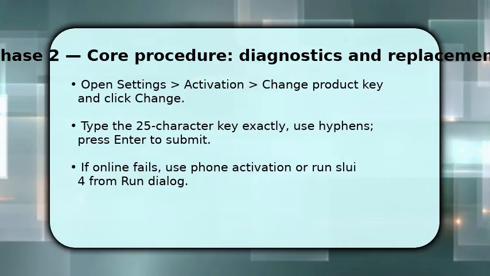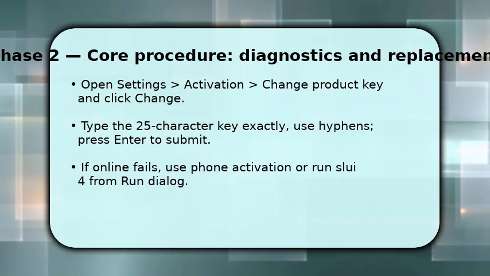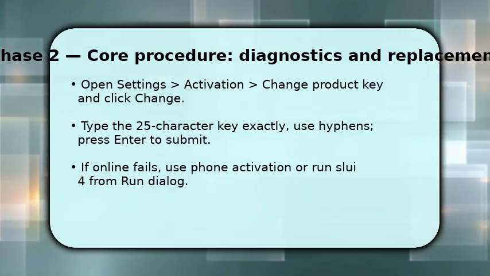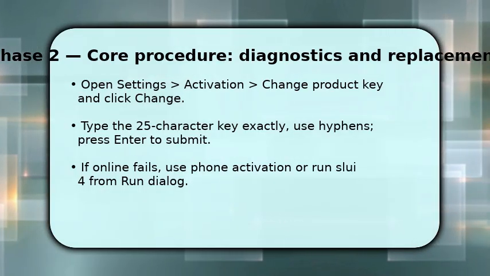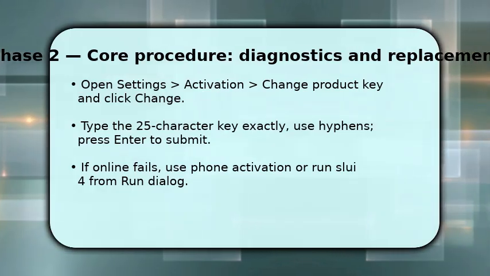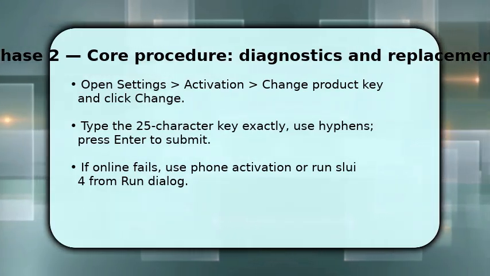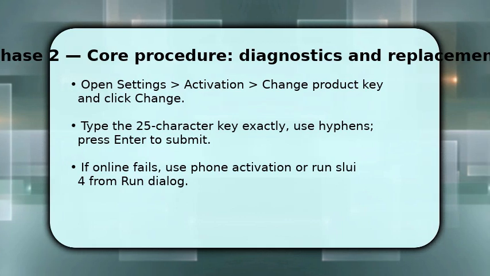If online activation fails, make sure date and time are correct, then try SLUI 4 for phone activation or troubleshoot network settings. Once validated, Windows will update activation status. Make sure the edition matches, and you see Windows is activated.